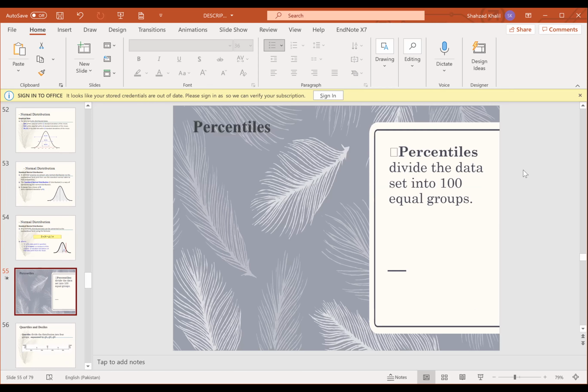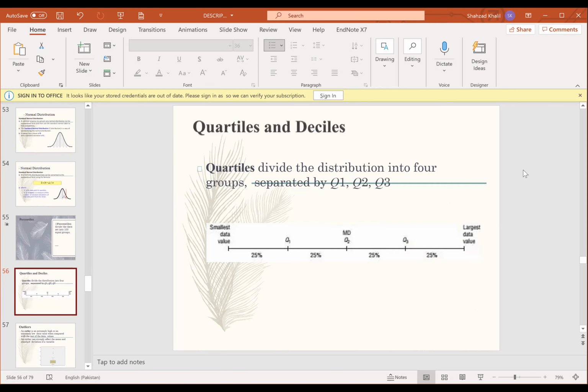Percentiles. Percentiles divide the data set into 100 equal groups. Then quartiles and deciles. Quartiles divide the distribution into 4 groups, separated by Q1, Q2, and Q3. You can see the smallest data value, Q1, Q2, Q3, and the largest value. Q2 is called the median.